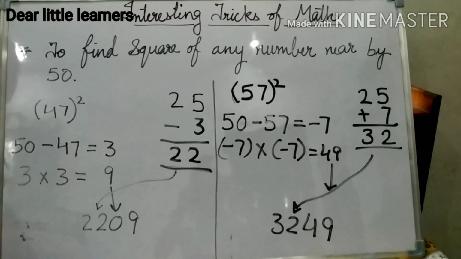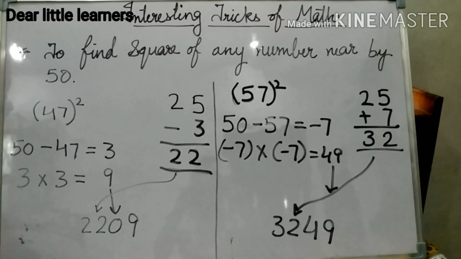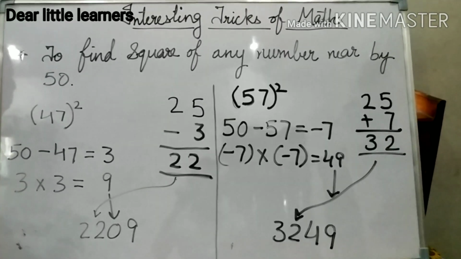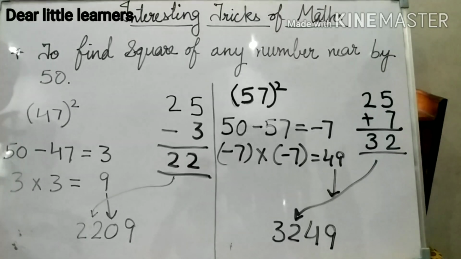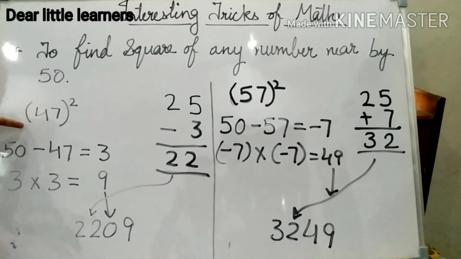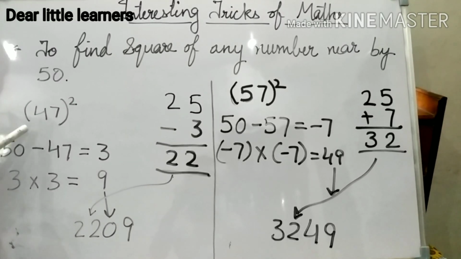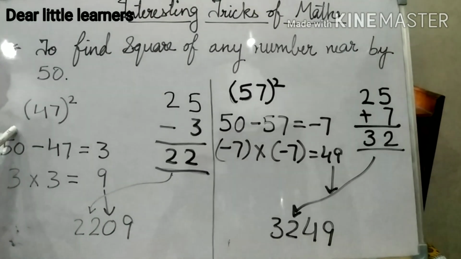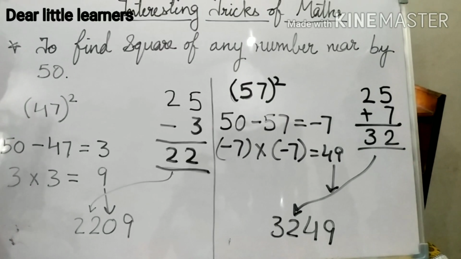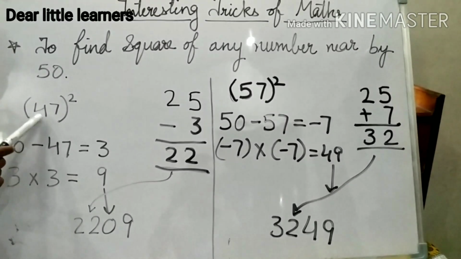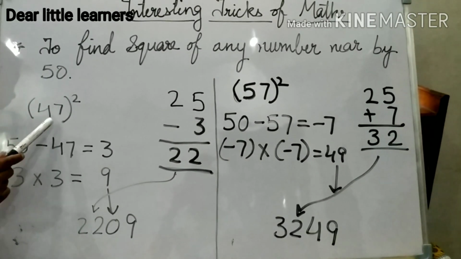Now children, the next trick is to find the square of any number nearby 50. For that I have taken a number which is smaller than 50 and one more number which is greater than 50. So first of all I am telling you about the number which is smaller than 50. What do we need to do? First the number is 47 and we have to find out the square of this number.